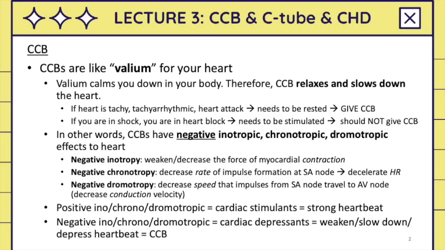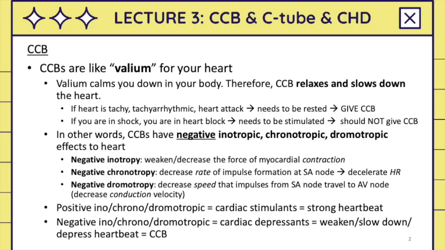Now, the chart below shows you the difference between the positive inotrope, chronotrope, dromotropes and the negative inotrope, chronotrope, dromotropes. What do positive chronoinodromos do? Look down through there. They strengthen, speed up, stimulate. So they are called what? Cardiac depressants or stimulants? Stimulants. And negatives are cardiac depressants. So a positive inochronodromotrope is a cardiac stimulant. A negative inochronodromo is a cardiac depressant. Do you see the difference?